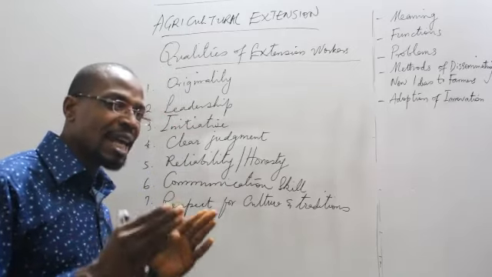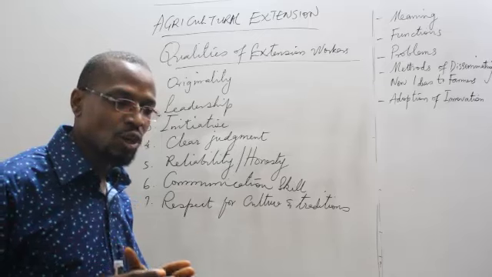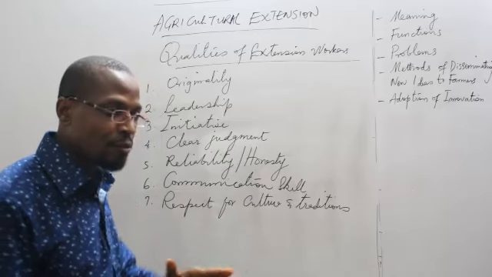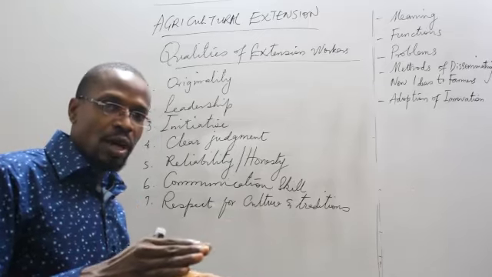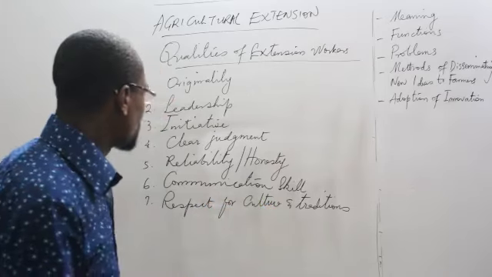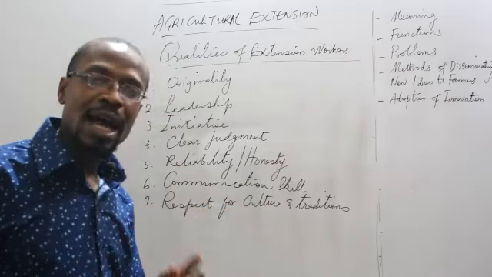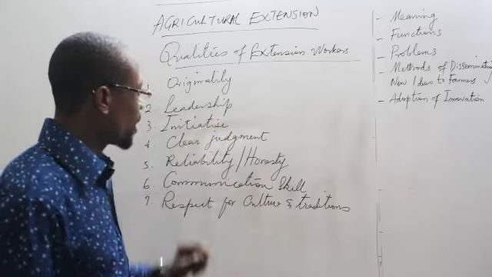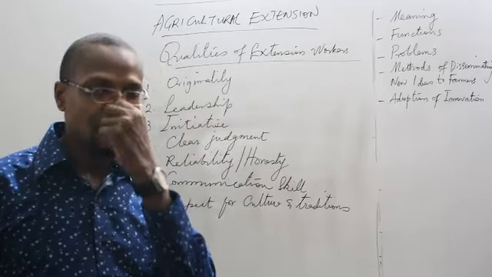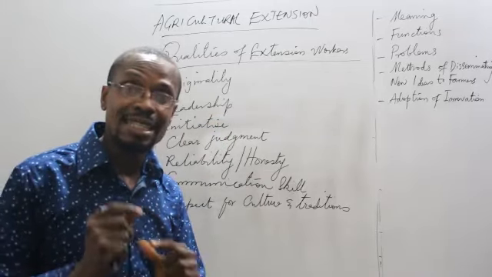His judgment should be clear-cut judgment. He should not be biased. He should not try to favor one party in preference to another. Now he must be reliable and honest. Of course, that also takes us back to clear judgment. He must be reliable and honest in his dealings with the farmers.